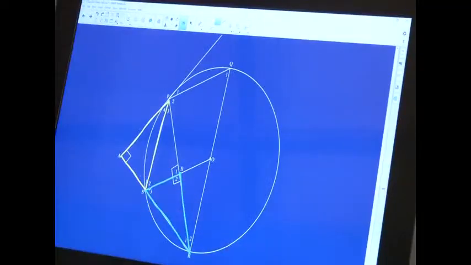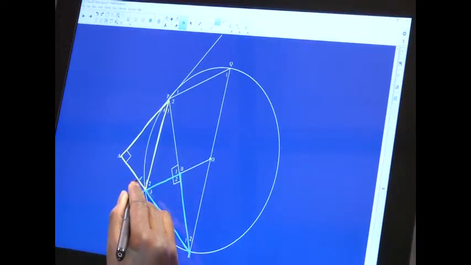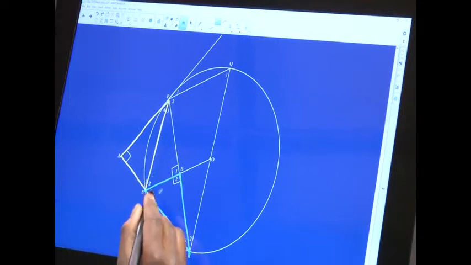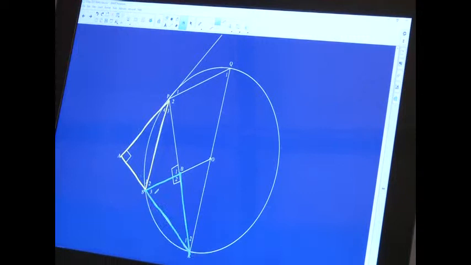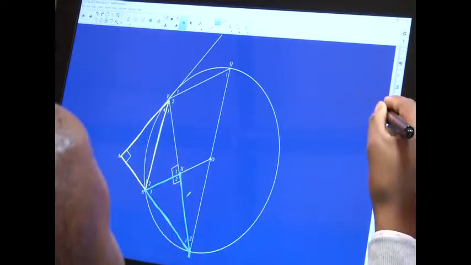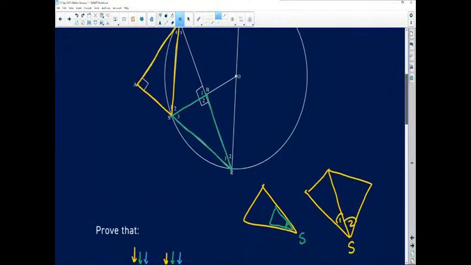So do you see what I meant? You can't claim that angle S is common because one angle S is in the yellow triangle, the other angle S is in the green triangle, and that's not a common angle. That's in two different places, so just be careful of that. So we're trying to prove that these two triangles are the same. They don't have to be the same in size, but they're just identical in the sense that they are similar.